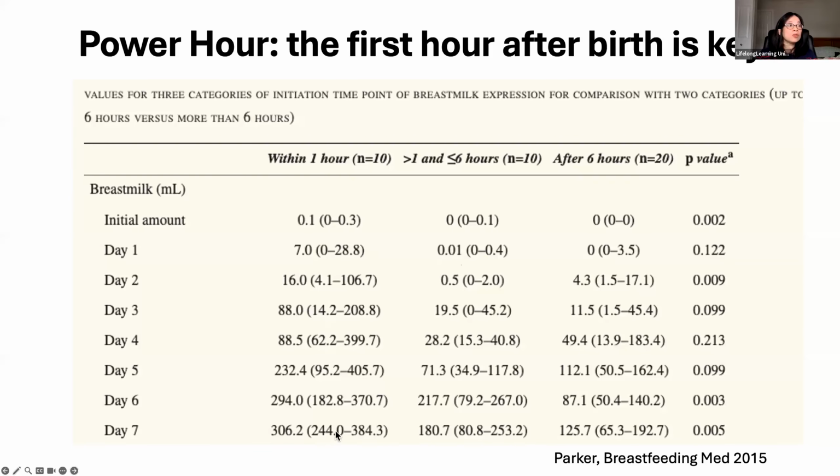Now, as time goes on, if people are persistent, the milk will come in. It just comes in at a lesser rate. So by a week, within 1 hour, you can see there are 306 mils of milk versus just above half that, versus less than half that at 7 days. So that signal in that first hour makes a big difference. And I hope that families recognize that and can support that.